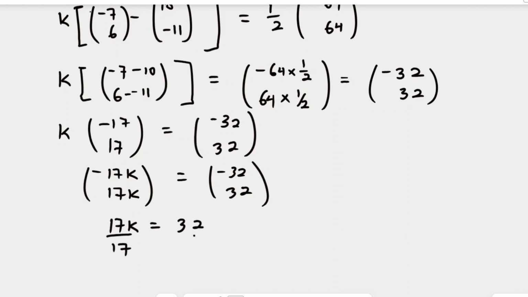So this 17 will cancel this 17. Now 17 cannot go into 32, so you can simplify this to one whole number, 15 out of 17. So that's the value of k. That is how we can find the value of k. So k is an improper fraction.